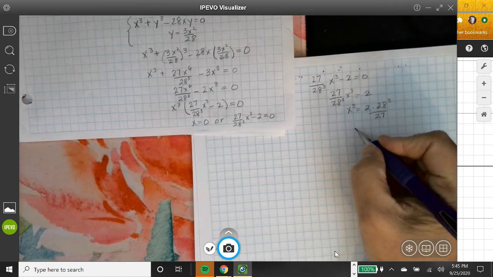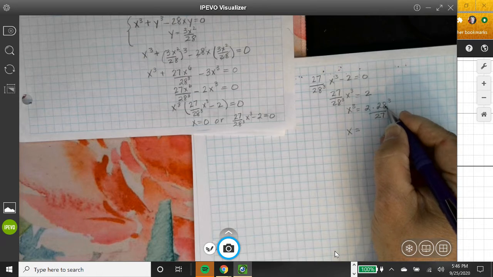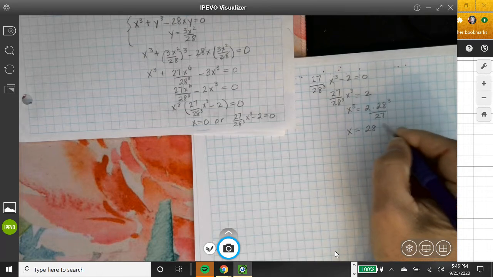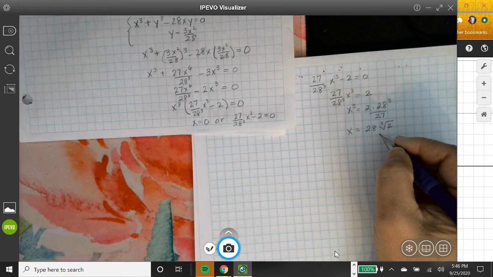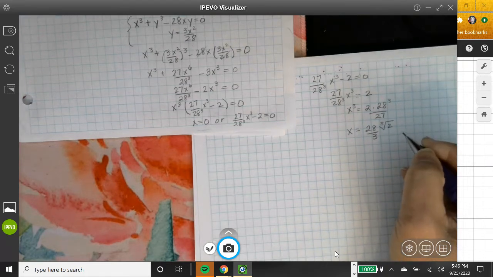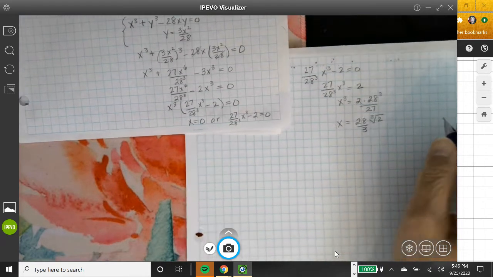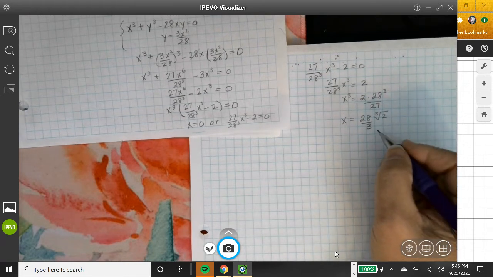And then I'm going to take the cube root of both sides, and I'll get x equals, well, the cube root of 28 cubed is just 28, times the cube root of 2. Now the cube root of 27 happens to be 3, because 3 times 3 is 9, 9 times 3 is 27. So this is over 3. So my x is 28 over 3 cube roots of 2. Now it's not pretty, but it's a number.